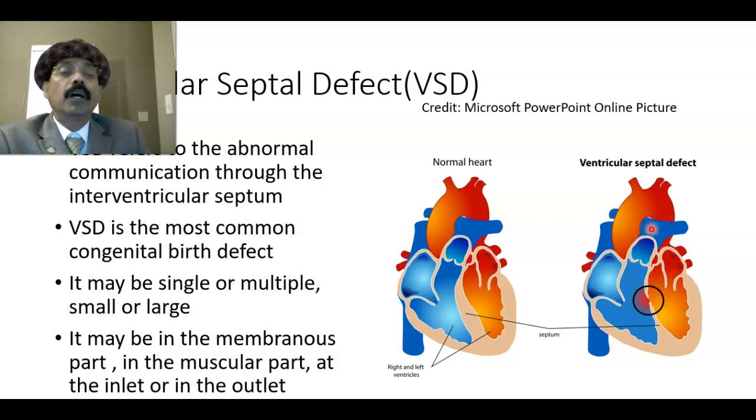Eventually, there will be high pressure development in the pulmonary vasculature. So there will be reversal of blood flow from the right side to the left side. We call it Eisenmenger syndrome. This happens after many years of ventricular septal defect and left to right shunt. Eventually there will be pulmonary hypertension and Eisenmenger syndrome.